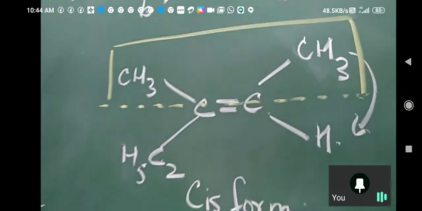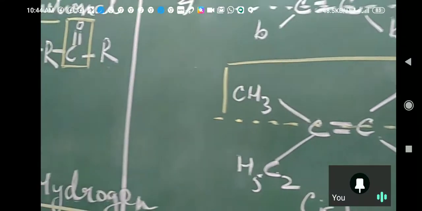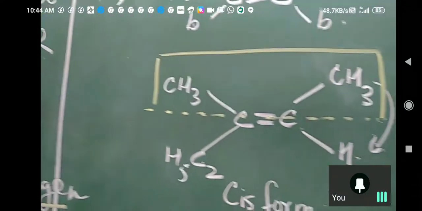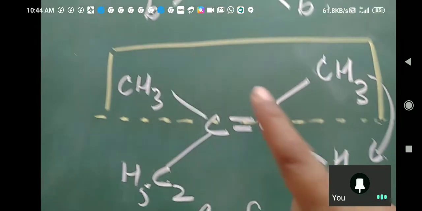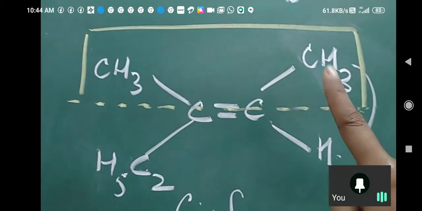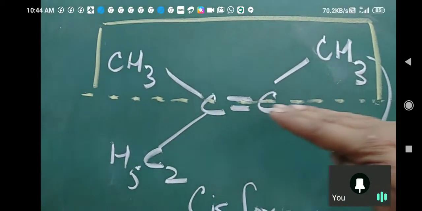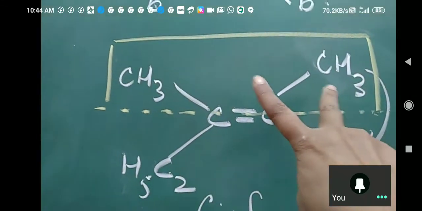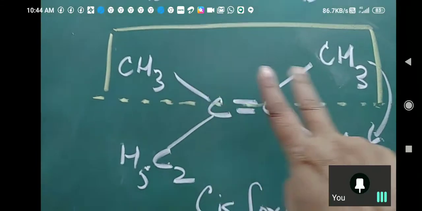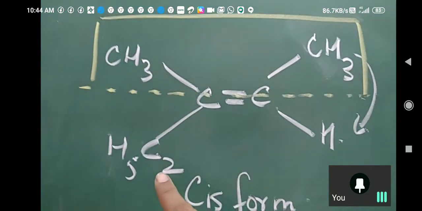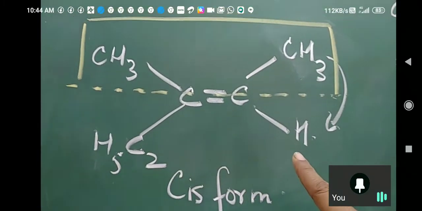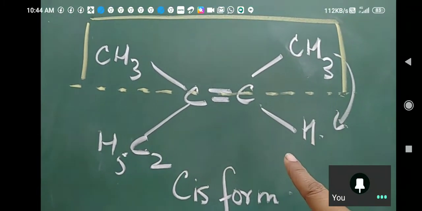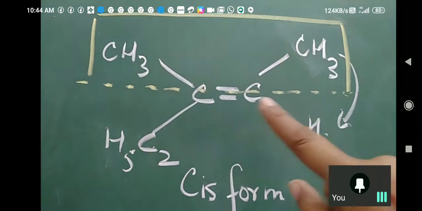Now see, I have taken one molecule here and I have drawn the cis form of it. See here, the methyl group is on the same side of the line passing through the double bond. Both groups of atoms are the same. Here it is C2H5 and here it is hydrogen. Okay, all right. This is your cis form.